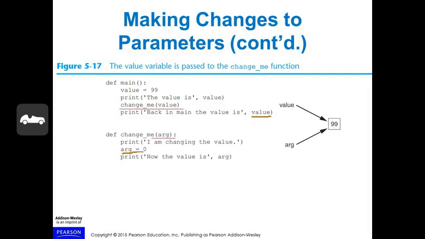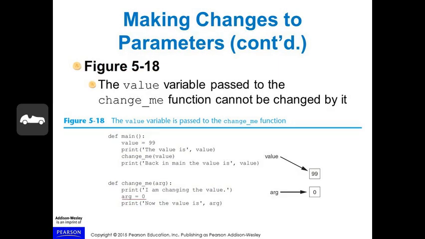So what happens is 0 is another piece of data that's created in memory in executing the change me function, and arg is pointing to 0 instead of pointing to 99. So although arg has been changed in the change me function, this value is still pointing to 99. So the value has not changed. It's still 99. So that's what we call pass by value, and it's just one directional communication.